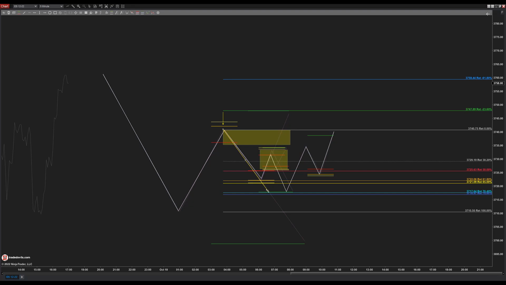Not this one. But likely something. So next thing we have to clear is the 786. Then what's the next thing we have to clear? We have to clear the pivot, right?